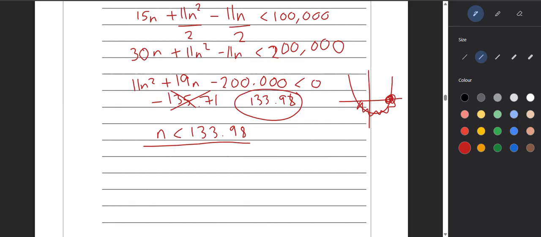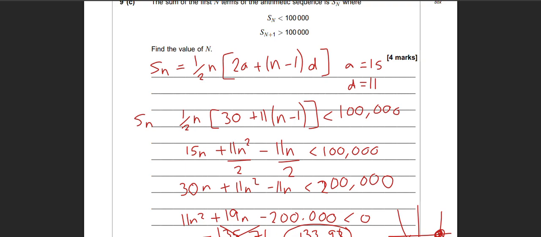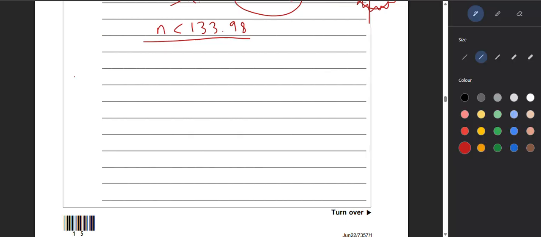So I know that bit, but then I've got another equation, so let's think about that, because that tells me it's less than that, but I don't know what's happening at the other end of that. So that's where we're going to have to use the second equation that we were given, which was the n plus 1 there. So we know that the sum of the n plus 1 terms is greater than 100,000. So let's do it for the n plus 1 now. So we're doing S of n plus 1 now.